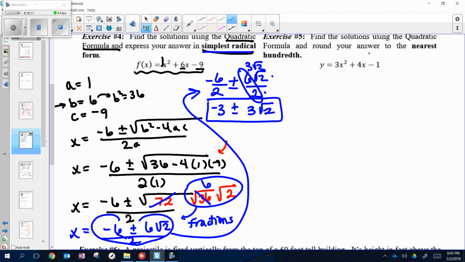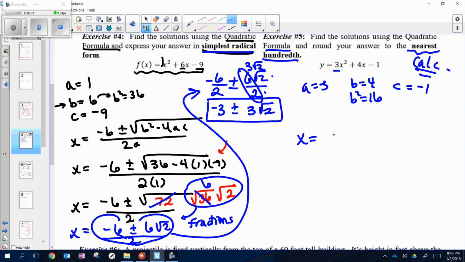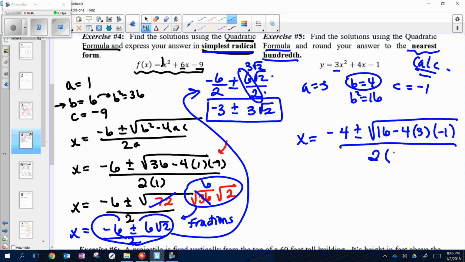Exercise 5, find the solutions, quadratic formula again. Nearest hundredth tells me I'm going to hit some calculator buttons. So when I see that, I actually get excited because I can use my calculator relatively quickly here. A is 3, B is 4, C is negative 1. B squared is 16. X equals negative 4 plus or minus the square root of 16 minus 4 times 3 times negative 1, all over 2 times A, which was 3.